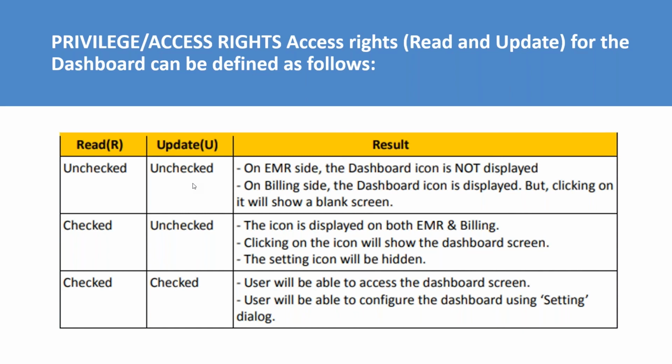If you have under read checked, but under update unchecked, then the dashboard is displayed on both the EMR and the billing side. But by clicking the icon, you'll only see the dashboard, but you won't see the settings button. It'll be hidden. And then if you have both read and update checked, then the user will be able to access the dashboard and see the reports, but they will also be able to configure the settings.